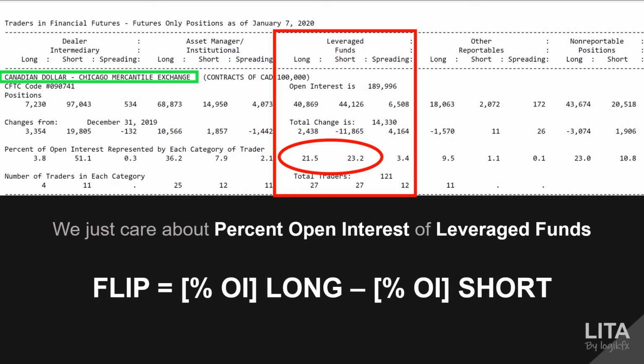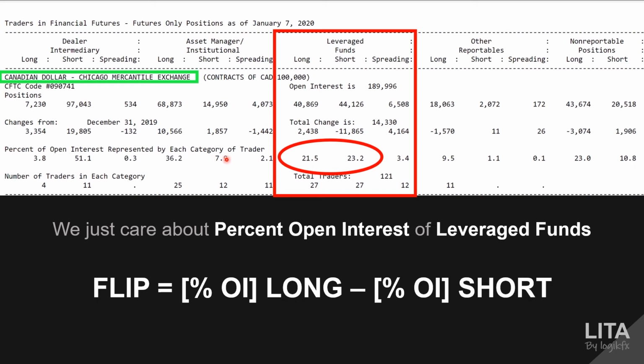Actually, I'm going to get my laser pointer here so you can see that. So we have dealers here, asset managers, leverage funds, the ones we care about, other reportables, non-reportable positions. Then within each section, so imagine each of these as boxes similar to that, we have the total number of positions, which is over here. Then we have the change in those positions. Then the percentage of open interest.